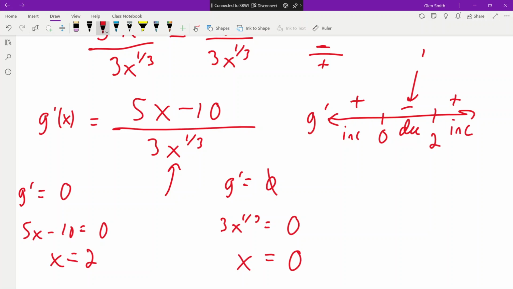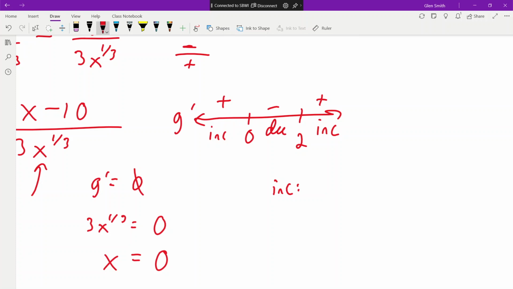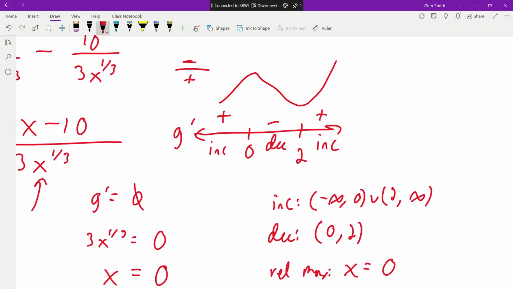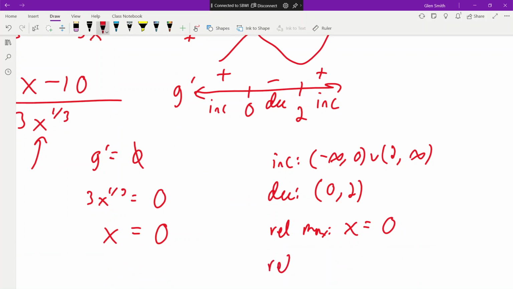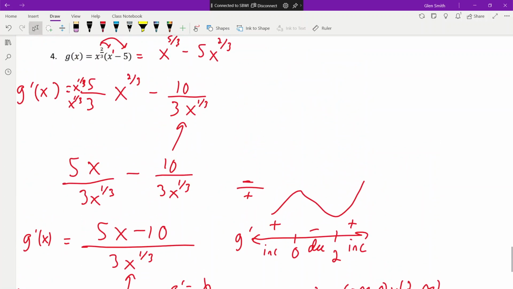which means we're increasing. Okay, so the answer to this is that g is increasing from negative infinity to 0, unioned with 2 to infinity. It's decreasing from 0 to 2. We have a relative max then at x equals 0. Okay, because this is what this tells us, right? We go up, down, up. We have a relative min at x equals 2. If we wanted to know the y values, we'd plug those back into the original, which we're not going to worry about.